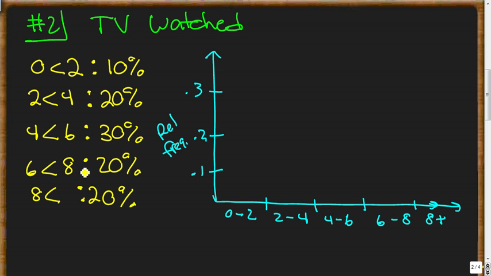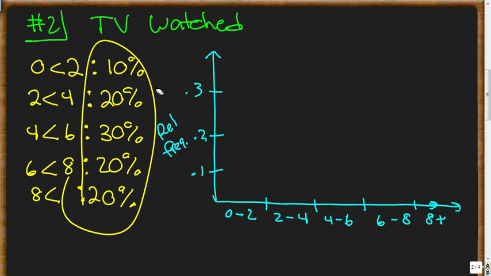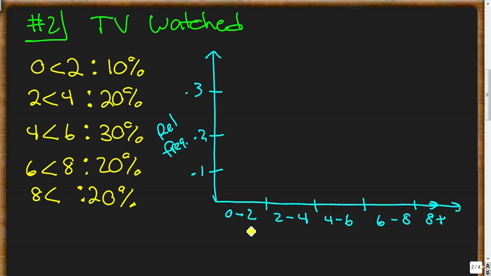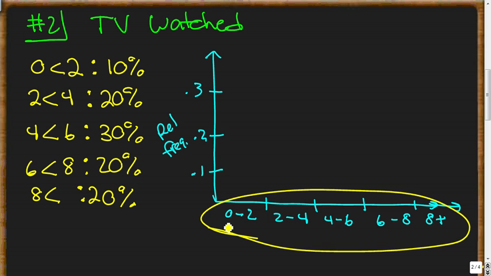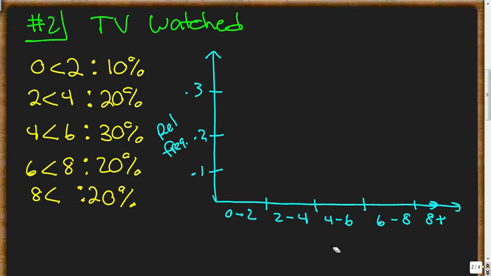So we have our relative frequencies, which is perfect. Now we just have to set up our interval line, which is this here. So we've got 0 to 2, 2 to 4, 4 to 6, 6 to 8, 8 plus, etc. So we go again, just like we did before, and plot our points out, or make our bars. So this is 20%, 30%, 20%, and 20%.